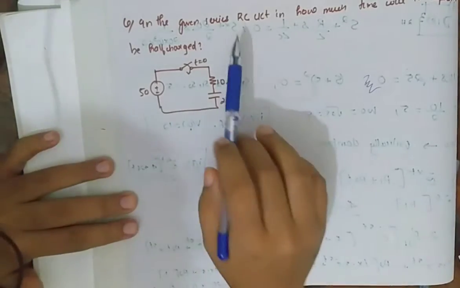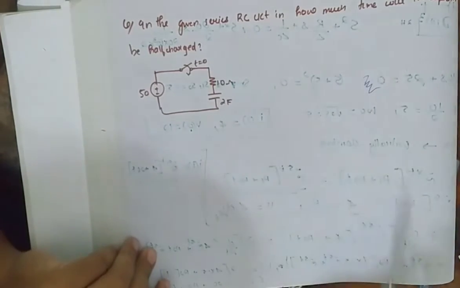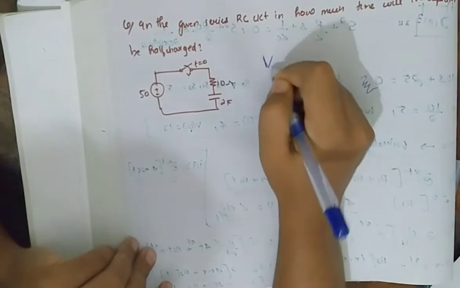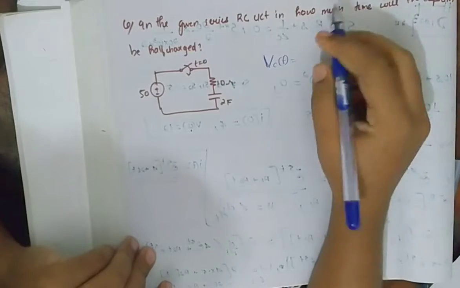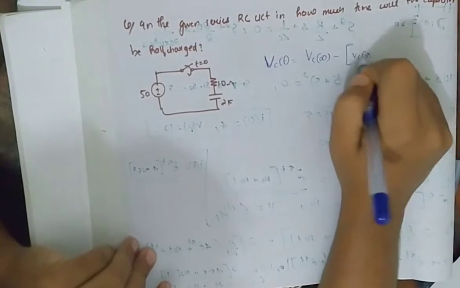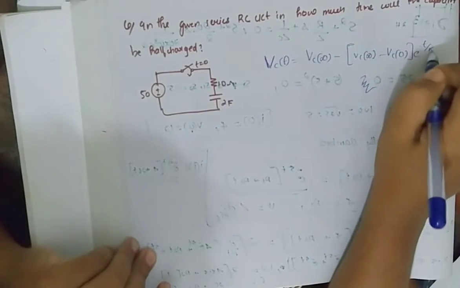So in the given series RC circuit, in how much time will the capacitor be half charged? So that is the question being asked here. The voltage across the capacitor is Vc of t is equal to Vc of infinity minus (Vc of infinity minus Vc of 0) e raised to minus t divided by RC.